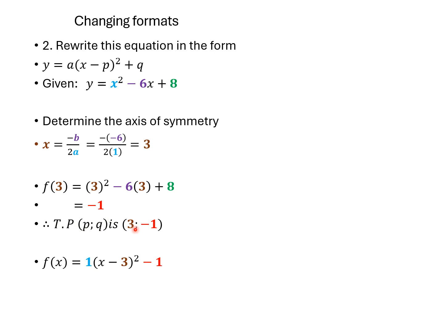Take note, the p value always changes sign, or the x here. So there, that becomes negative 3, and q stays minus 1. The a value we already have, it's 1 in front of x squared, therefore a stays 1. And there we have my equation. Right? So in exam, we can ask you to write in that format or that format, any one of the two.